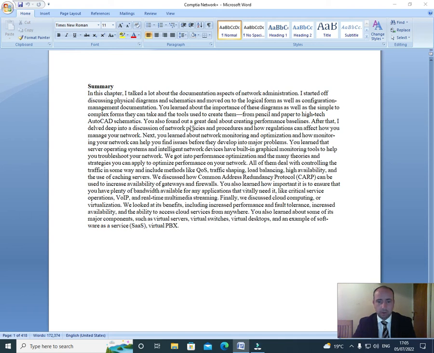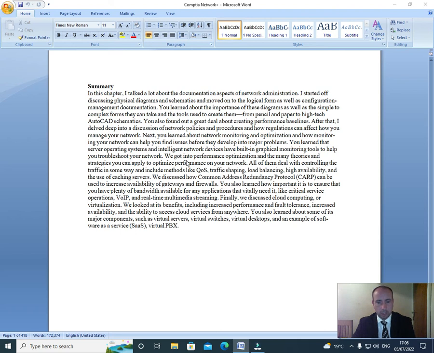You also found out a great deal about creating performance baselines. After that, I delved deep into discussion of network policies and procedures and how regulations can affect how you manage your network. Next, you learned about network monitoring and optimization, and how monitoring your network can help you find issues before they develop into major problems. You learned that server operating systems and intelligent network devices have built-in graphical monitoring tools to help you troubleshoot your network.